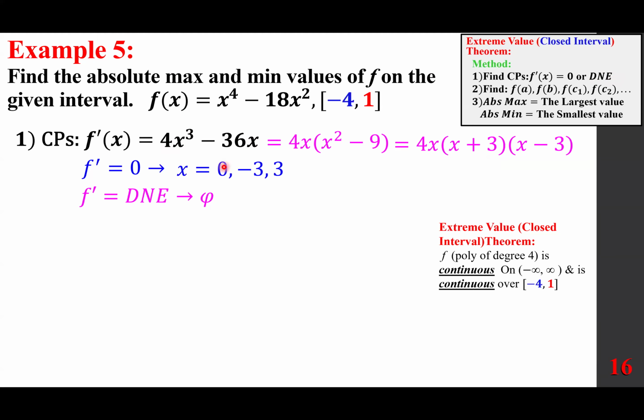Is 0 in between -4 and 1? Yes. How about -3? Yes. How about +3? No, it's outside. So only -3 and 0 are in between. And we are going to evaluate the original function at the 2 endpoints and the 2 critical points in between.